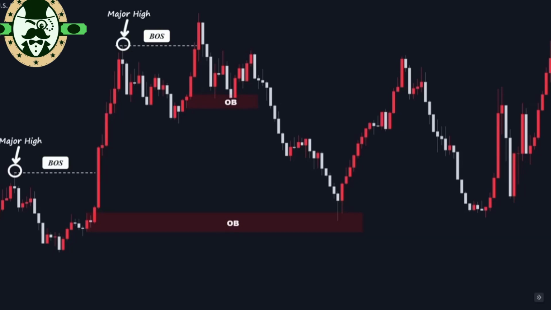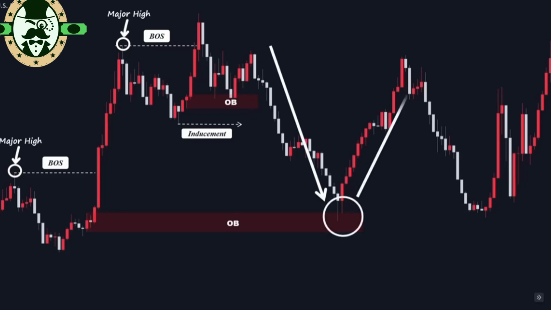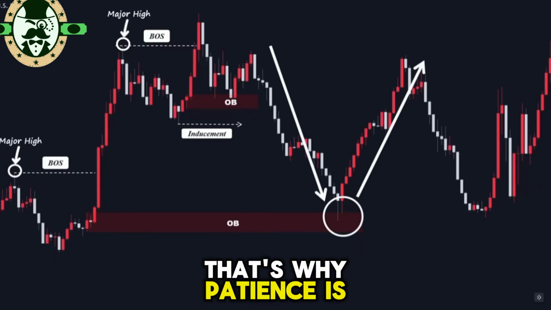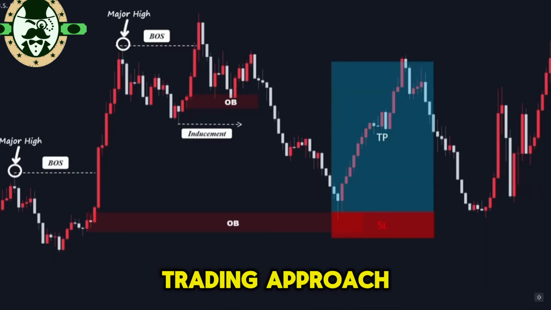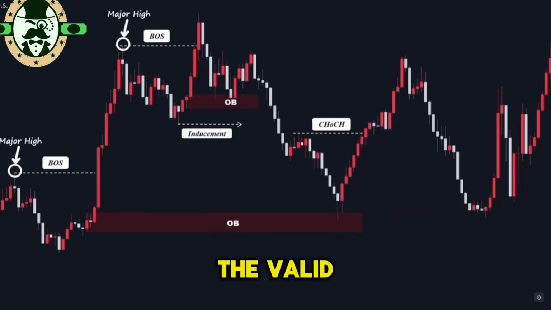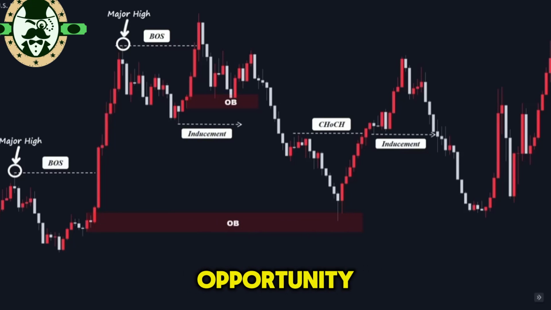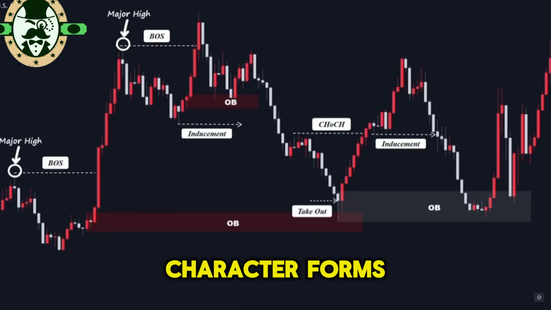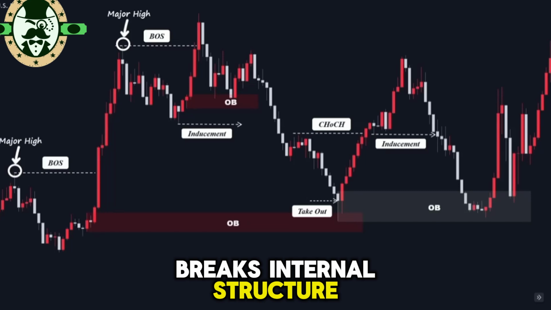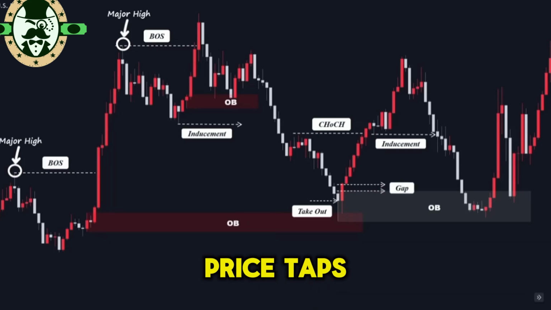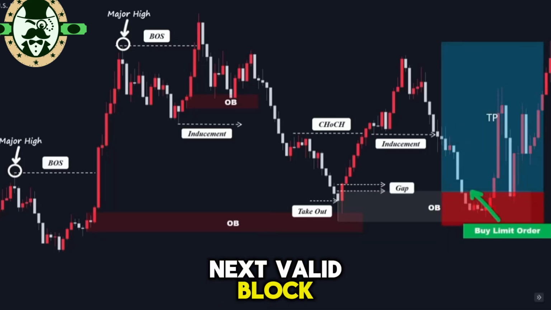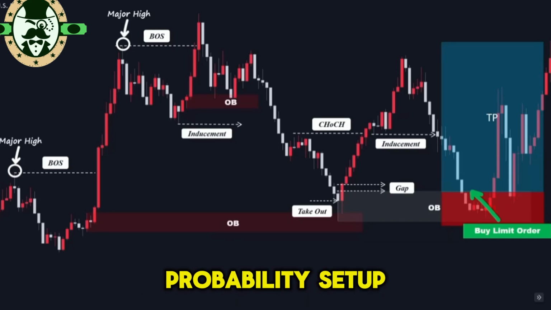Repeating this process across the chart shows how important it is to filter carefully. Price often sweeps liquidity, known as inducement, before tapping into the true block. That's why patience is essential in the Pipeline Trading approach. When price returns to the valid block, it reverses and pushes higher, creating a clean long opportunity. Later, a change of character forms as price breaks internal structure, and once inducement is cleared, price taps into the next valid block, giving us another high probability setup.